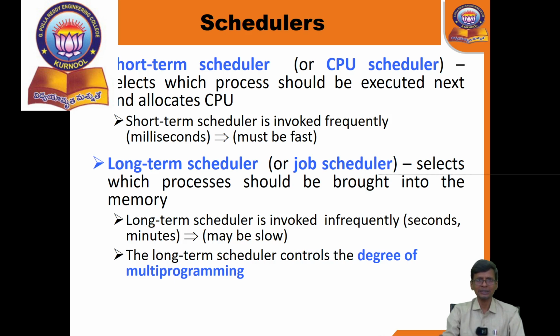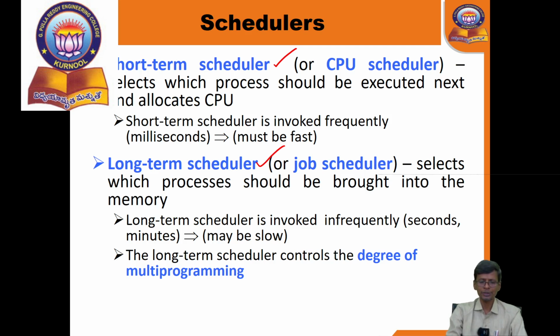And here we'll see what the types of schedulers are. There are mainly two types of scheduler. We can call them the short-term scheduler, and the second one the long-term scheduler. The short-term scheduler is also called the CPU scheduler, and the long-term scheduler is also called the job scheduler. Just now we have discussed CPU scheduling. First we'll see job scheduling.